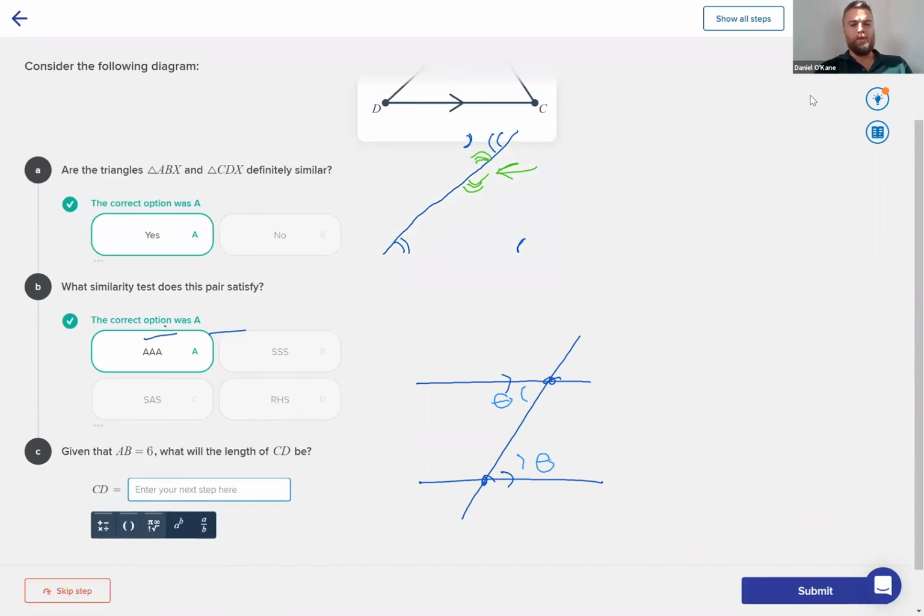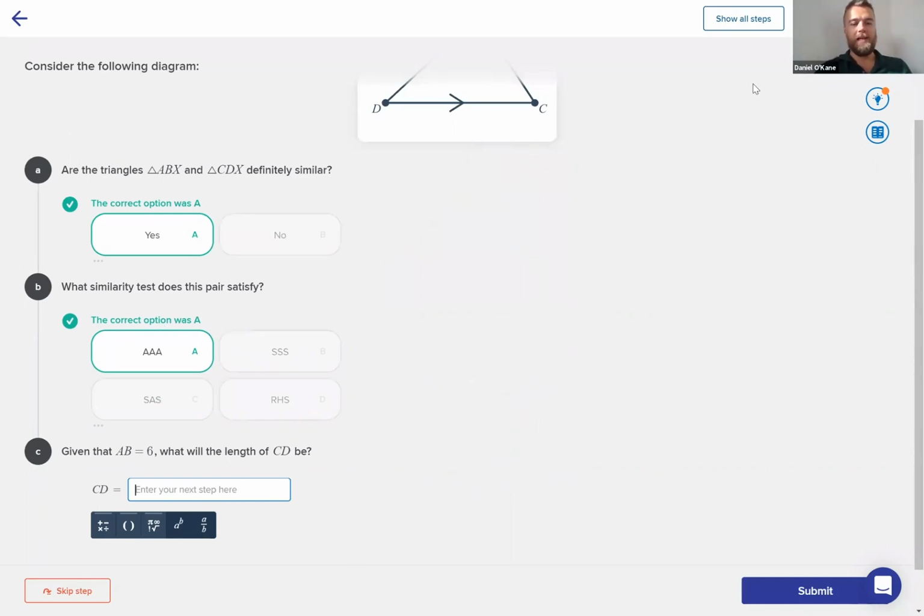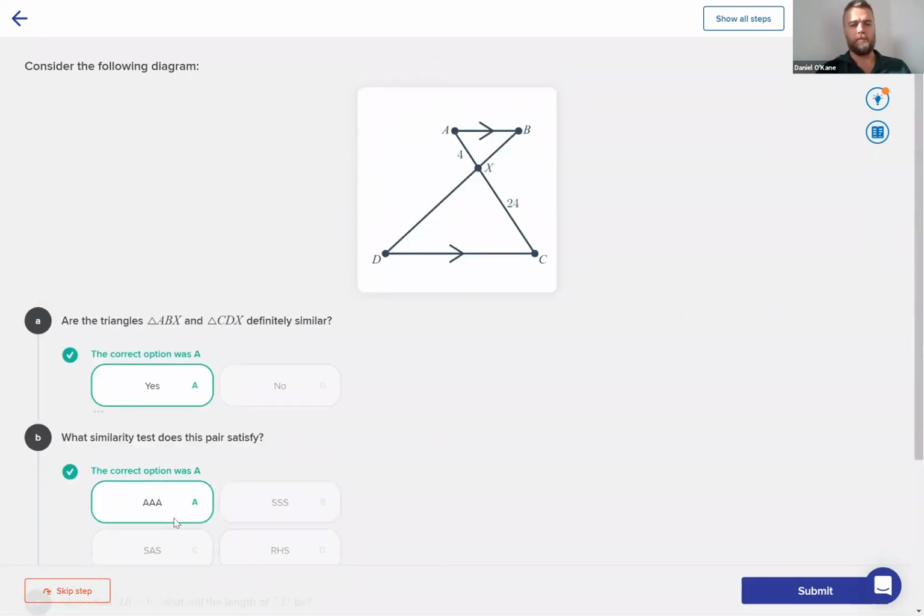Okay, so now we have a question to answer, our last one before we finish. Let me just clear the board. So given that length AB is 6, what will the length of CD be? Let me just scroll back up. I'm just being told that length AB is 6. So what will length CD be as a result?